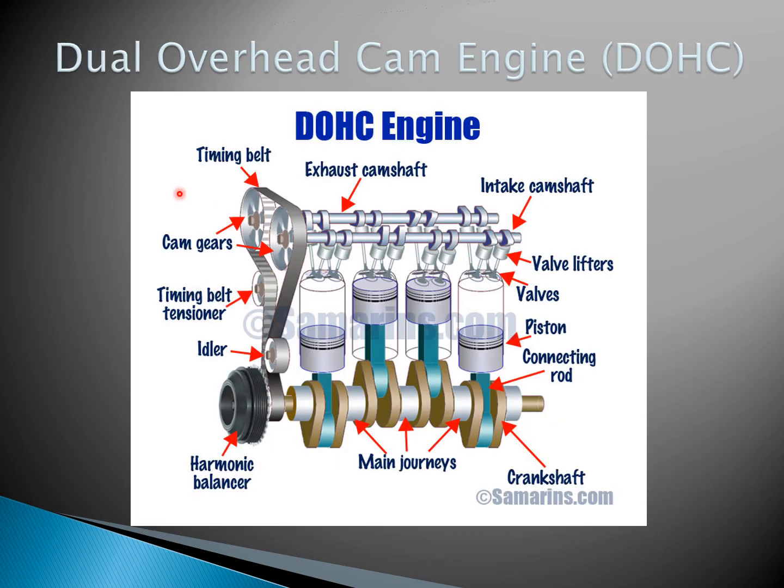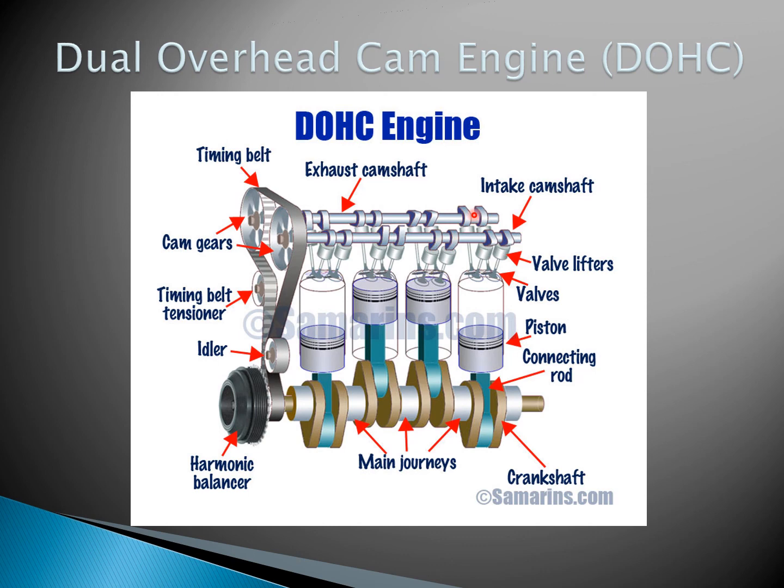Here's a non-moving picture of a dual overhead cam. So this is still a 4-cylinder engine, but now you'll notice each cylinder has 4 valves instead of 2. It's still only going to have intake and exhaust, but in this case, you've got 2 intake valves and 2 exhaust valves for each cylinder. Here you've got your intake camshaft, so all of the valves on this side are intake valves, and then all of the valves on this side are exhaust valves.